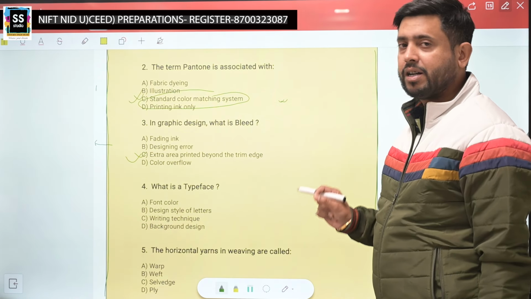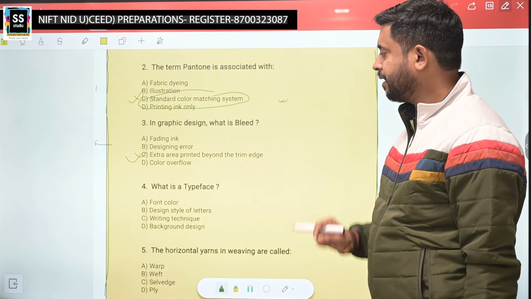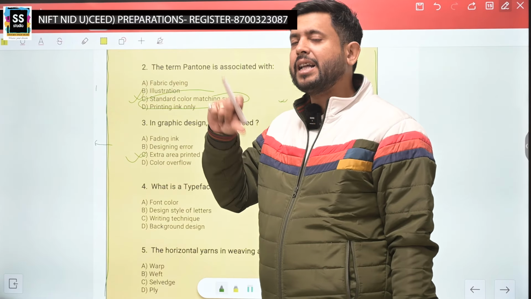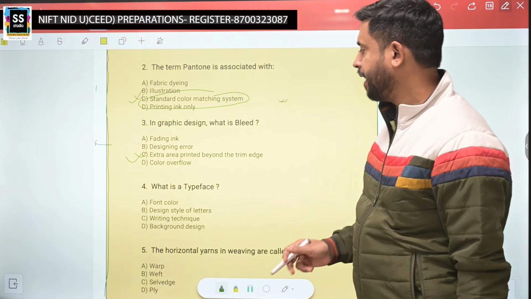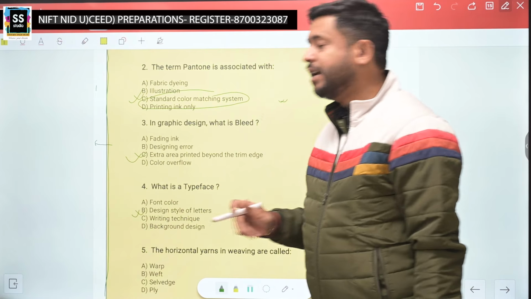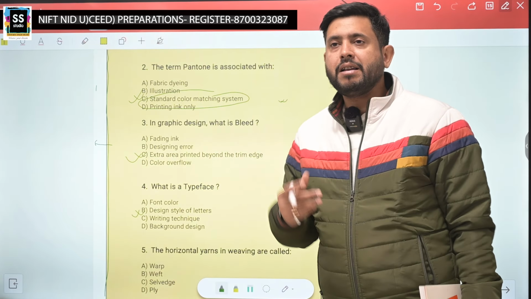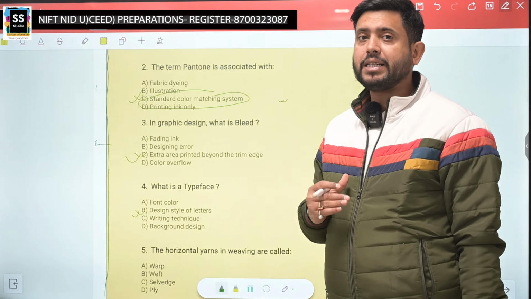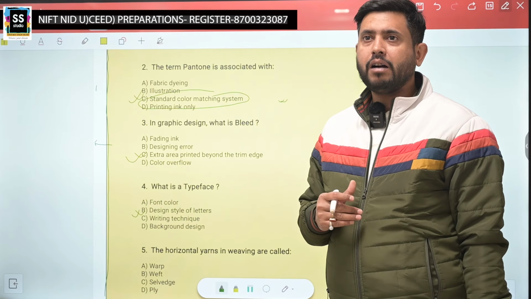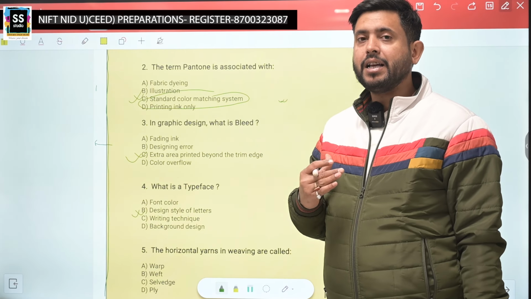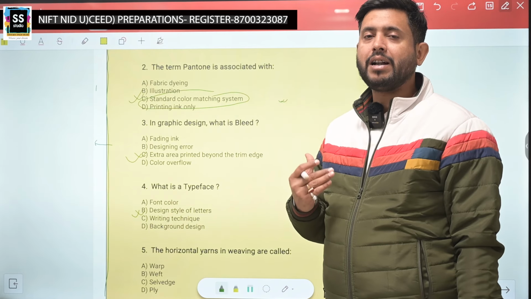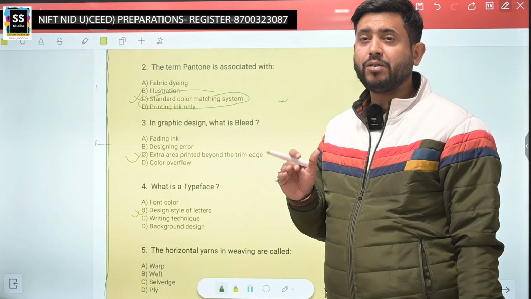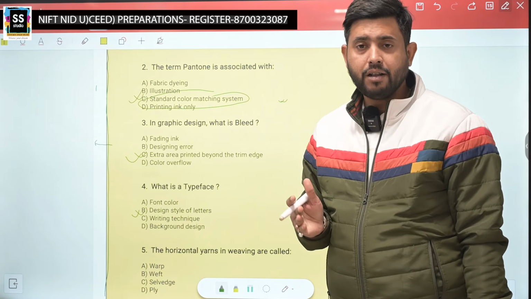Moving forward, what is a typeface? Your options are font color, design style of letters, writing technique, and background design. So typeface, you can understand that's related with typography. So here the correct answer would be design style of letters. Like when you type in any Word program or PowerPoint, you see there are different typefaces, that is Arial and Universal. So these are typefaces. Now under this, you have different styles, like you have bold, you have underline, so that's called font.